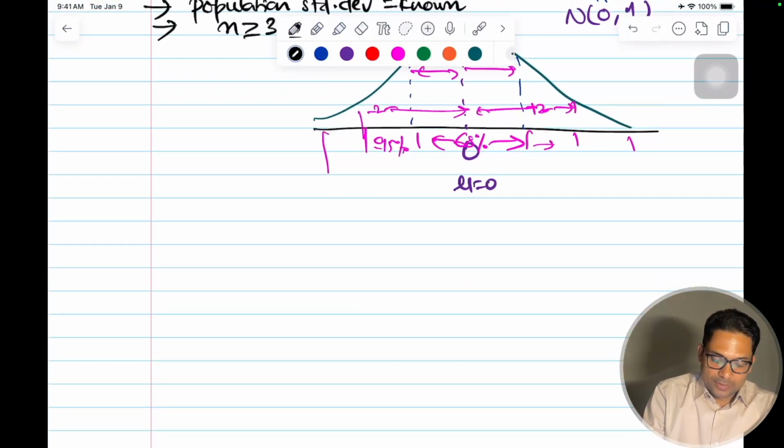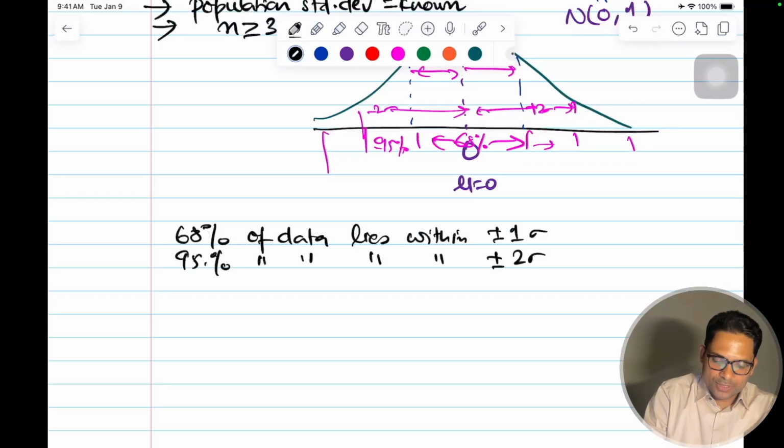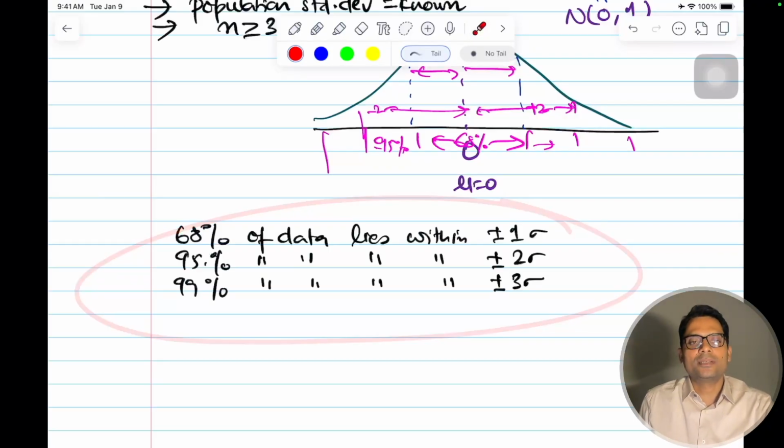So we know that for normally distributed data, 68% of data lies within plus minus 1 standard deviation. 95%, more precisely 95.4%, of data lies within plus minus 2 standard deviations, and 99% of data lies within plus minus 3 standard deviations, and so on. We know this because the data is normally distributed.